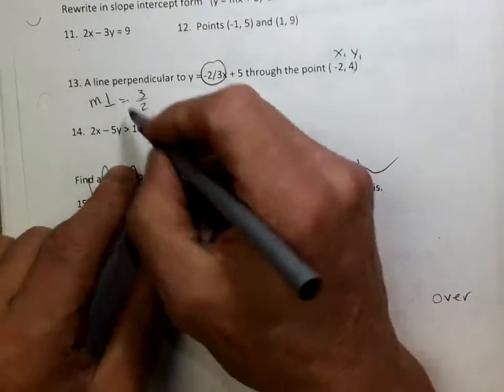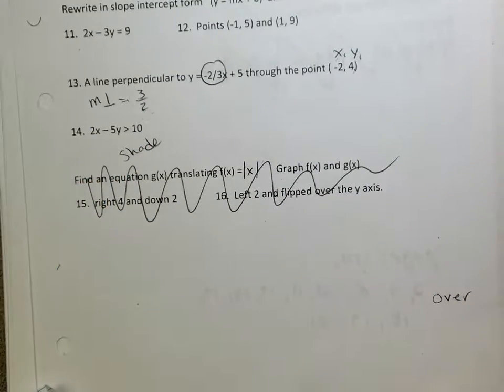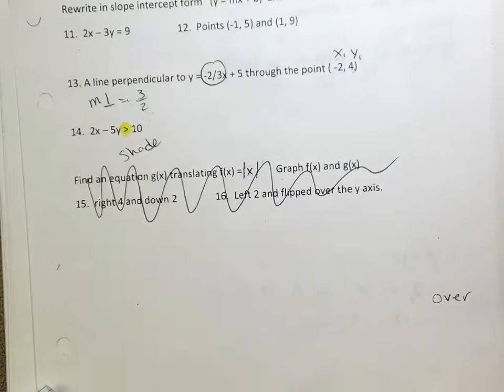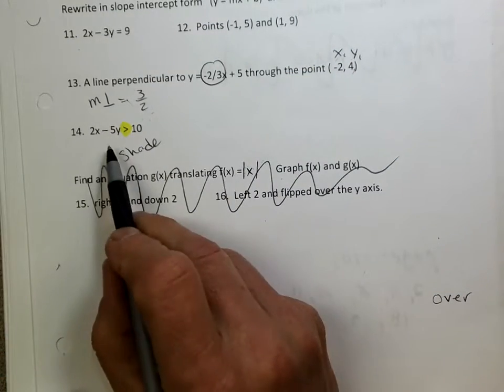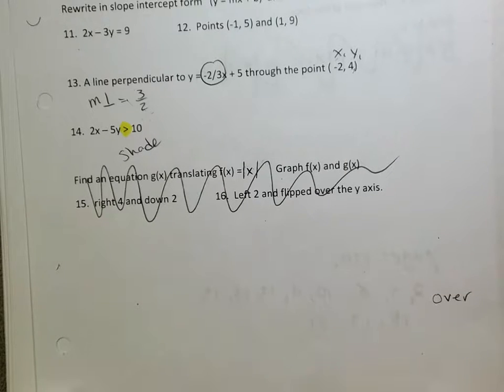Okay, number 14. Right off the bat, I'm definitely going to shade because I see this inequality. I see this greater than, right? So I'm going to shade for sure. I also see maybe I might divide by a negative. So if I do divide by a negative, what do I do? Change the sign. I flip the sign. That's, I think, Austin, that's what I referred to because you said it correctly the other day, okay?